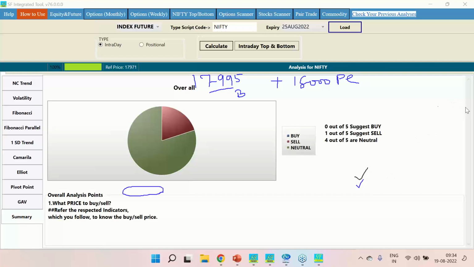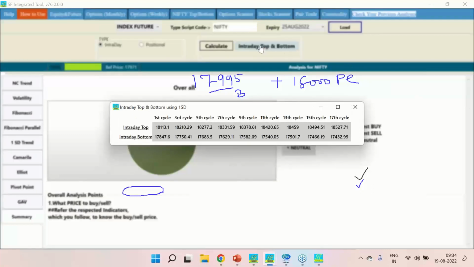Along with that, we'll also have an intraday top and bottom. This is also a very important part to see every day. If a top is going to happen today, the top will be 18,113. If a bottom is going to happen, this will be the bottom. These two prices are valid for the day.